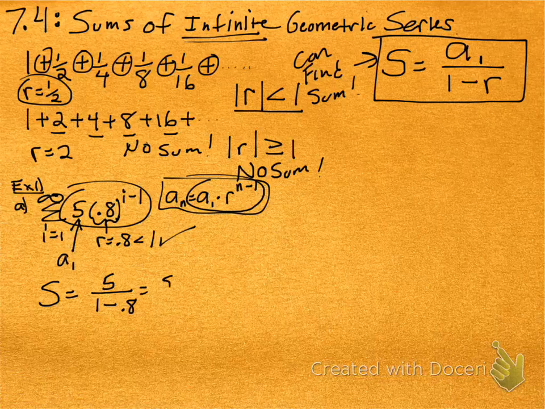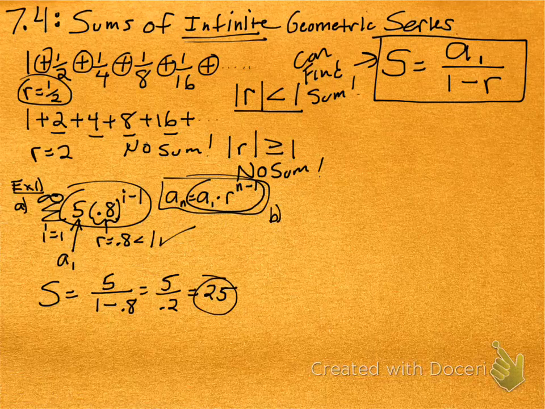So that's just going to be 5 over 0.2, and if you divide those, you get 25. So oddly enough, if you were to add all these numbers together, even though it's infinitely long and it goes on forever, it would add up to the number 25. Let's look at another example.